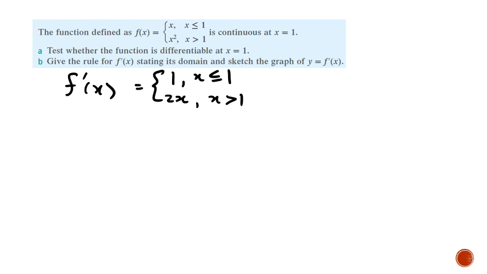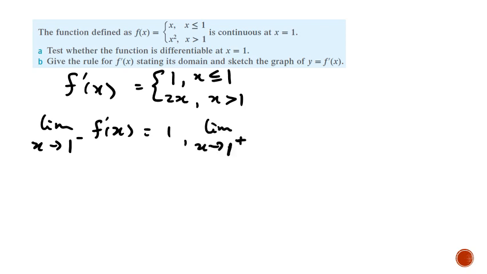Oops. That's wrong. I can leave the derivative there, but I can't do that. So the limit as x goes towards 1 from the left side gives us 1. The limit, if you go from the right side, gives you a 2.